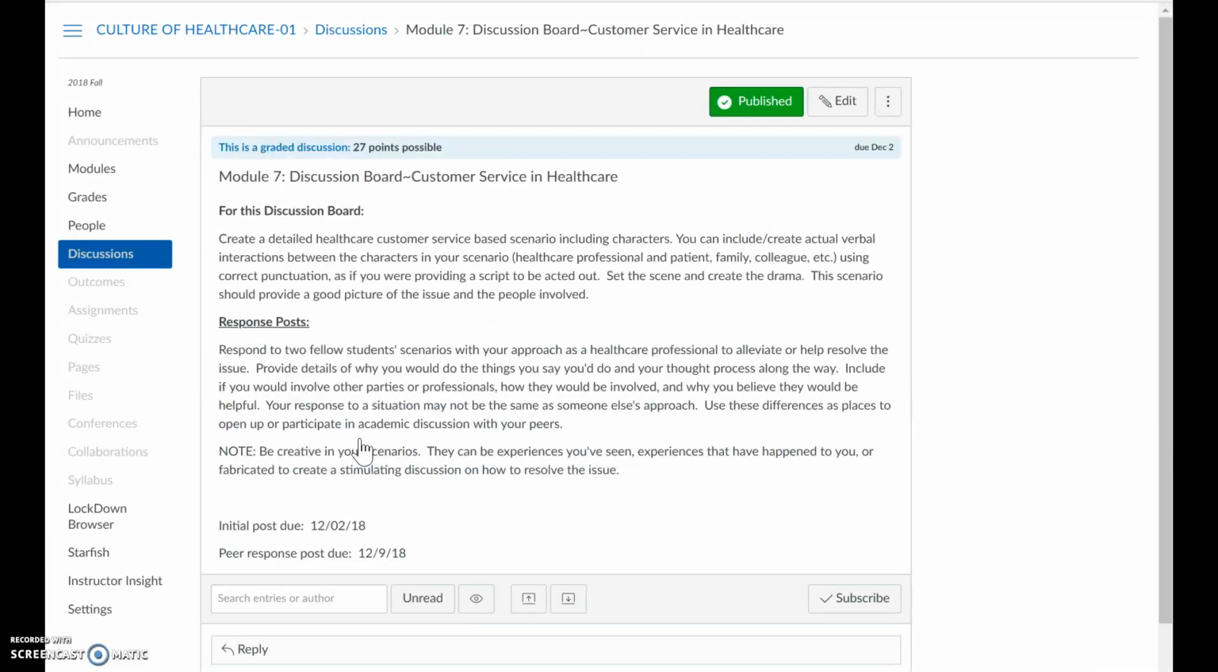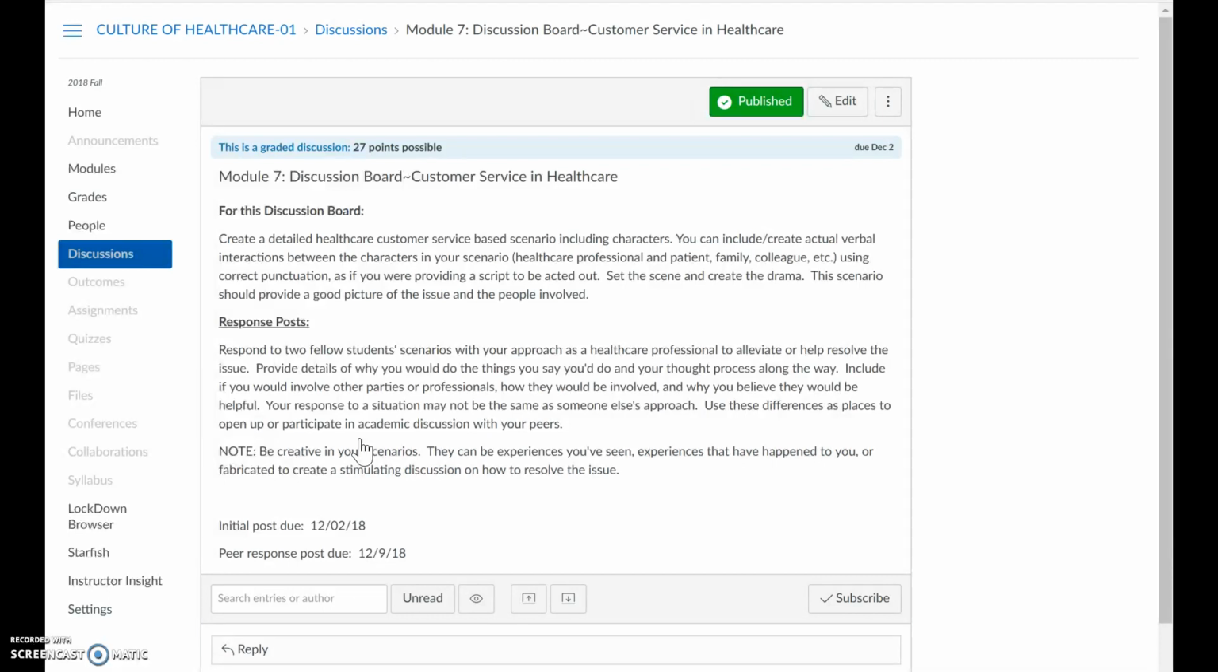You're going to create a detailed healthcare customer service based scenario, including characters. So these can be fictional. You can create actual verbal interactions between the characters in your scenario, healthcare professional and patient, family, or colleague, using correct punctuation as if you're providing a script to be acted out. So you want to set the scene and create the drama. The scenario should provide a good picture of the issue and the people involved.